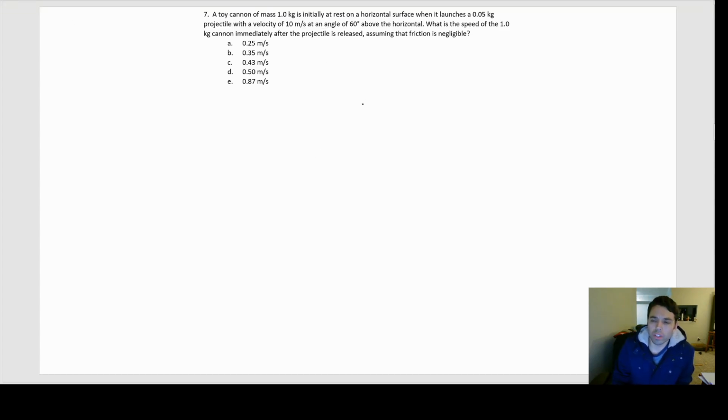Toy cannon. So I got a little cannon here. Okay, there we go. Toy cannon initially at rest on a horizontal surface. So here's the surface. It's going to launch a 0.05 kilogram projectile in this direction at an angle of 60 degrees above horizontal, so this angle, 60 degrees, at 10 meters per second.